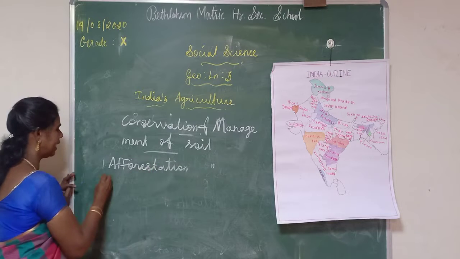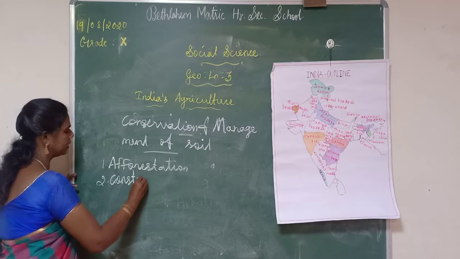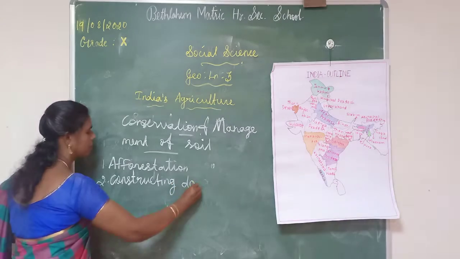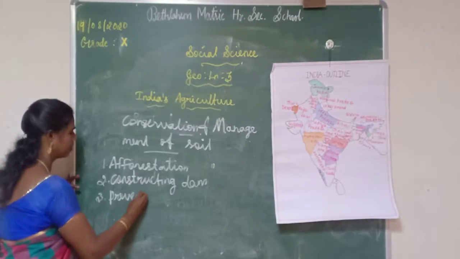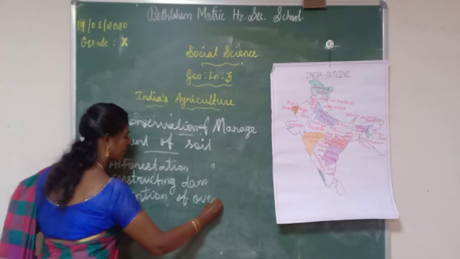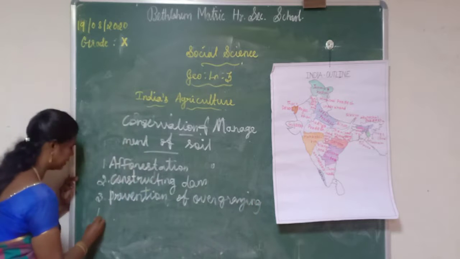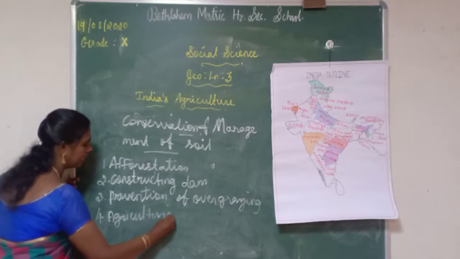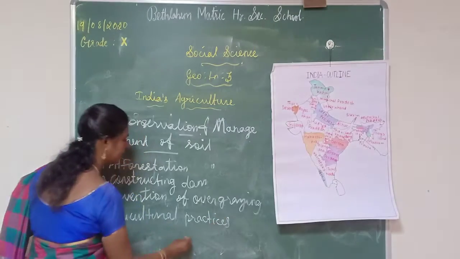Afforestation. Then the second one is constructing dam. Third one is prevention of overgrazing. Fourth one is agricultural practices.